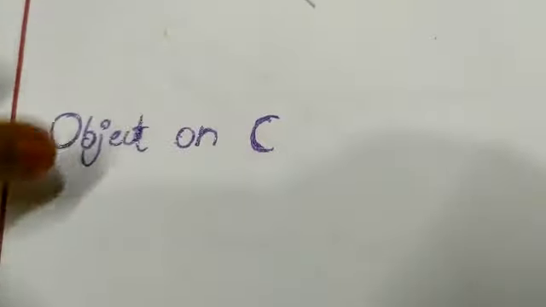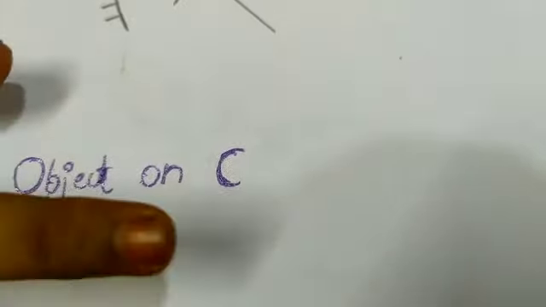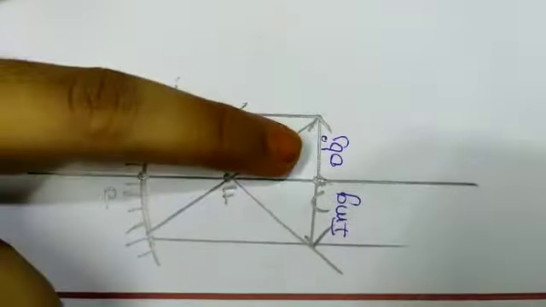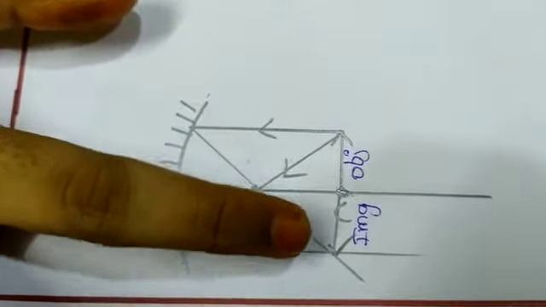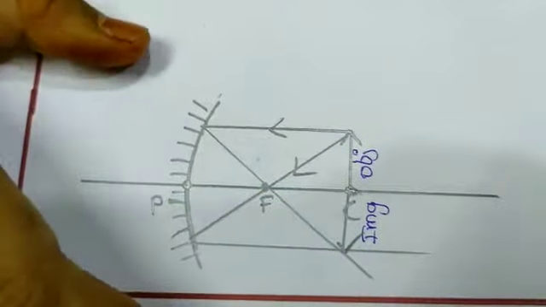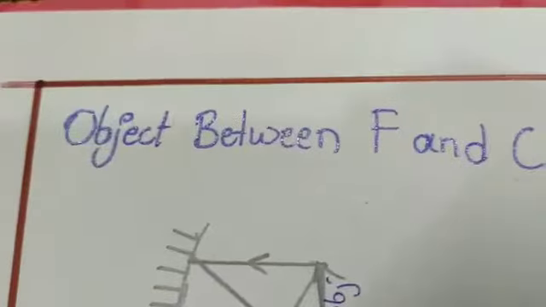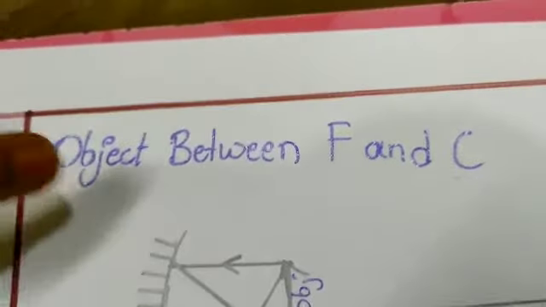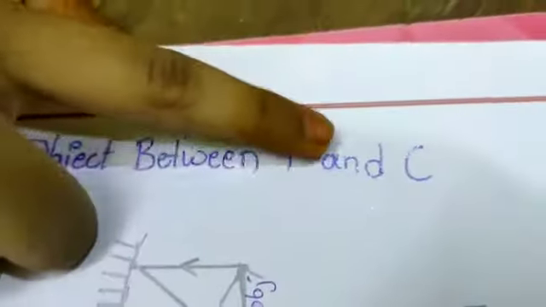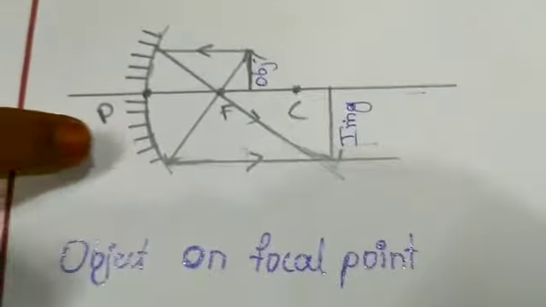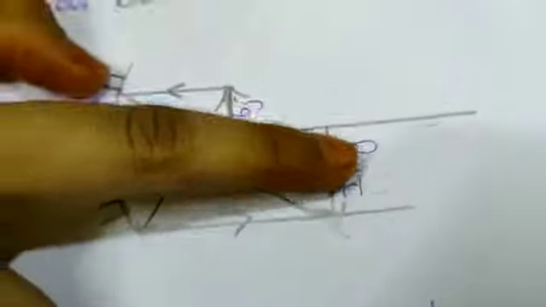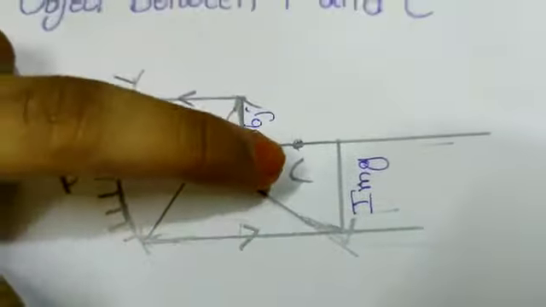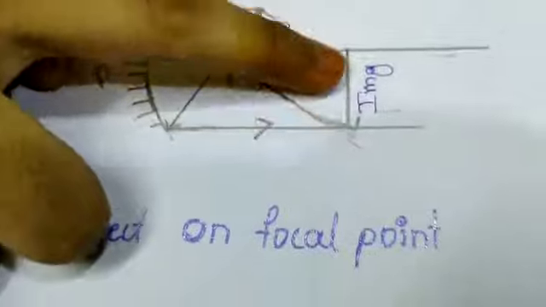And the next one is when the object is at center of curvature. C is nothing but center of curvature. When the object is at center of curvature, the image will also be formed at center of curvature and we'll get a same size, inverted image. Next, when the object is between focal point and center of curvature, the image will be formed beyond C, that is center of curvature, and we'll get an enlarged and inverted image.